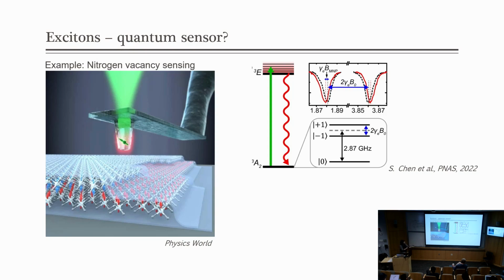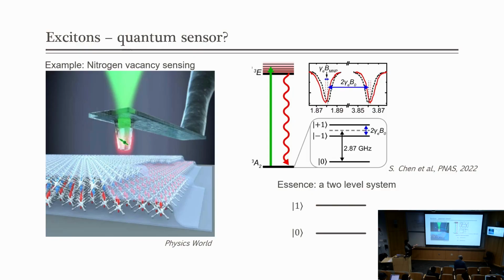Well, the nitrogen vacancy center has already been used as a sensing agent because it has very well-defined energy levels. Using microwave or optical methods, you can manipulate it, and you can tell the local magnetic field or electric field. But the essence is that you have a two-level system.